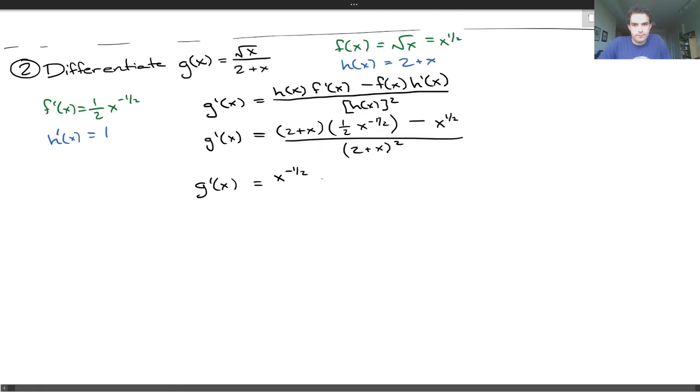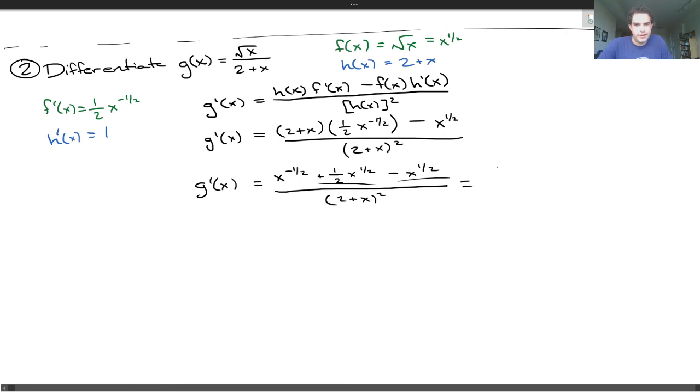So that is plus 1/2, and that's x to the 1/2. Right, and then minus x to the 1/2. And divide that whole thing by 2 plus x quantity squared. And now, okay, we can combine two of these terms together up here to get just 1/2 x to the 1/2. And we still have this slightly unseemly negative exponent in the top.